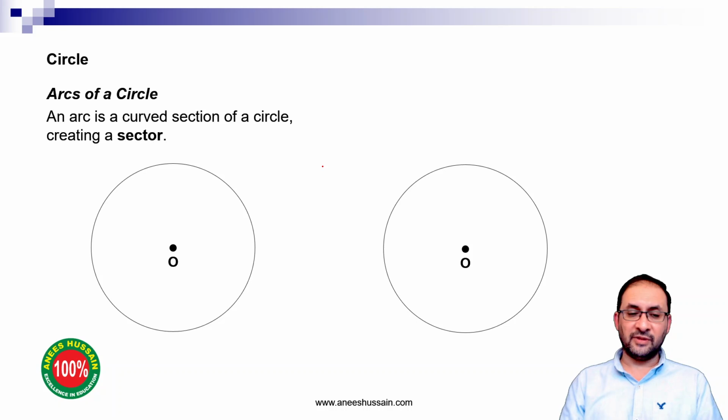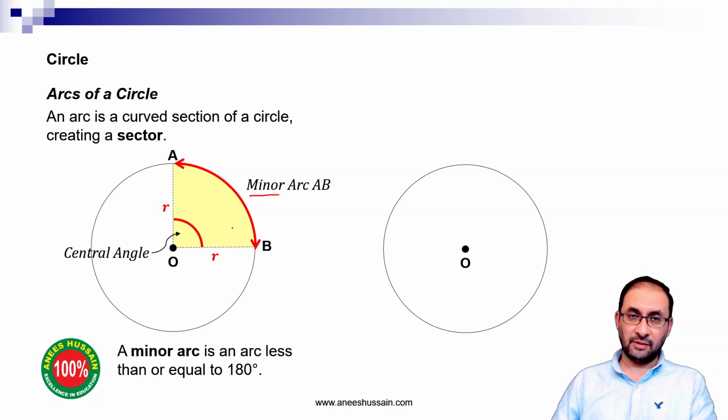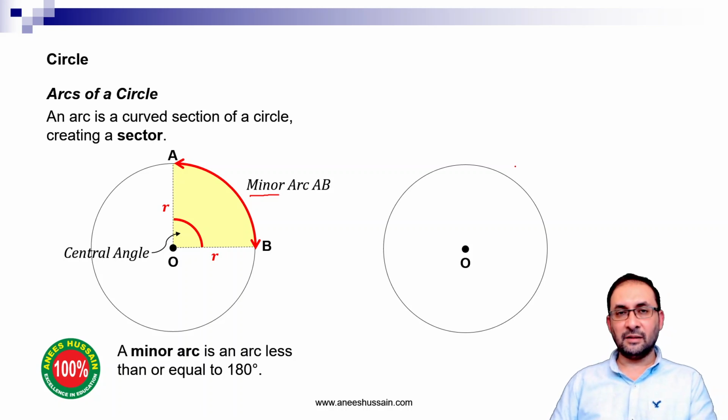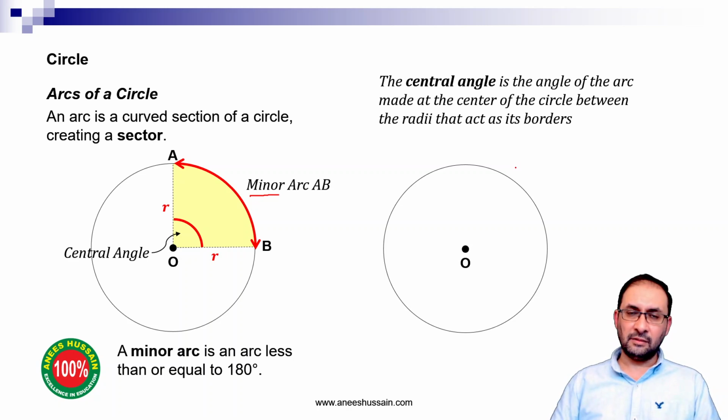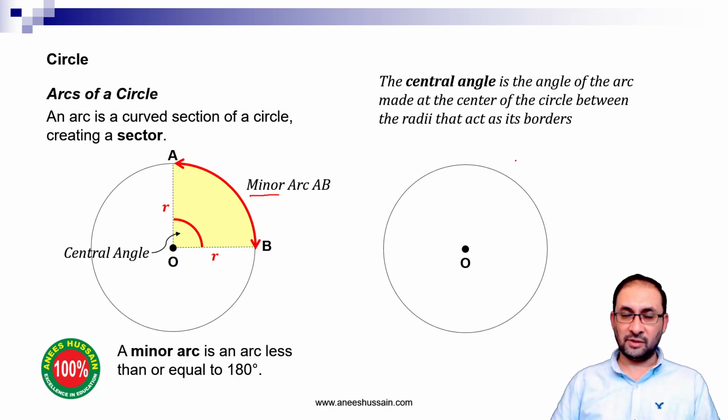In the circle on the left, I'm going to create a sector, as you can see, which results when I mark the arc AB. This arc is known as the minor arc AB. Why is it called the minor arc? Well, because the angle at the center is less than 180 degrees. Whenever an arc is created by an angle at the center less than 180 degrees, that particular arc is known as the minor arc. And the central angle is nothing but the angle that the arc creates at the center and between the two radii of the circle that act as the borders of the sector.